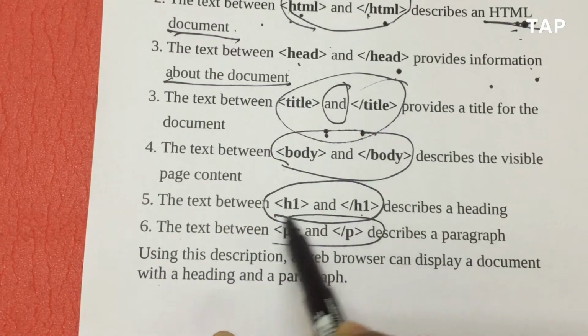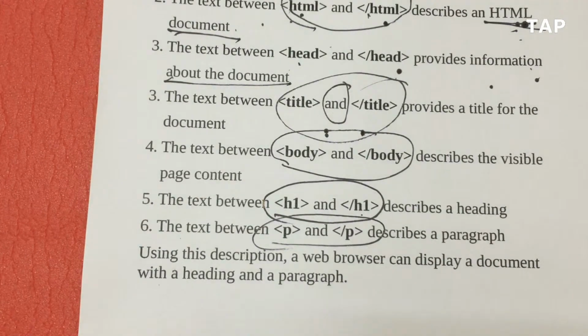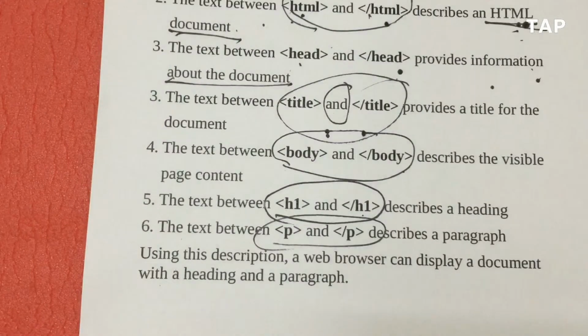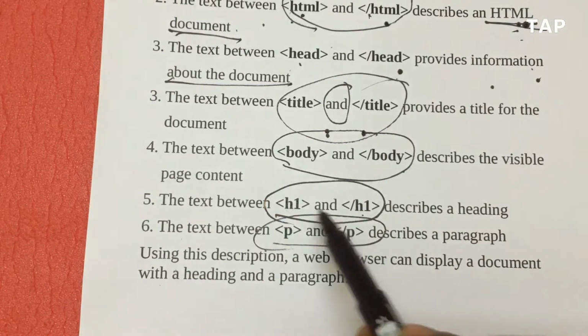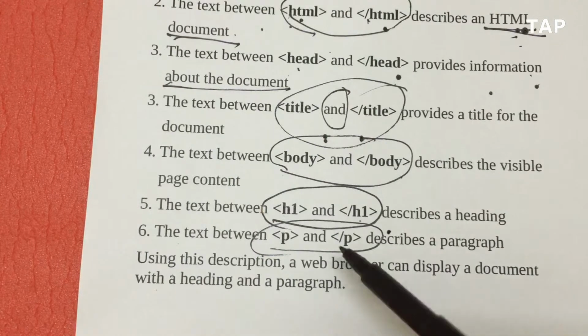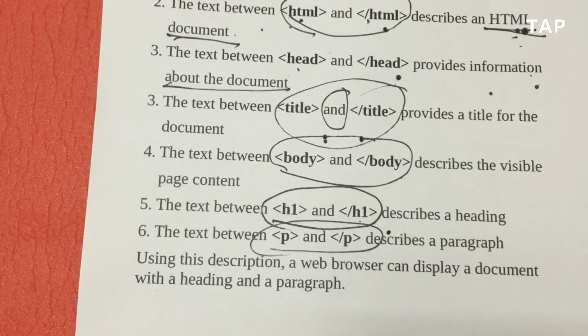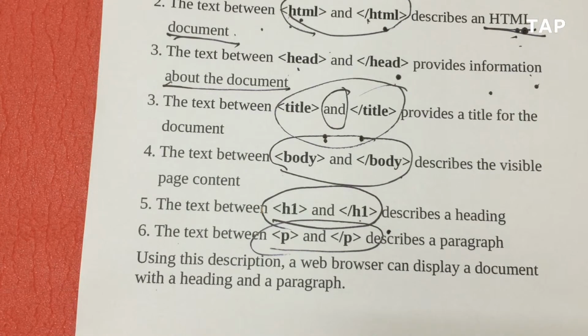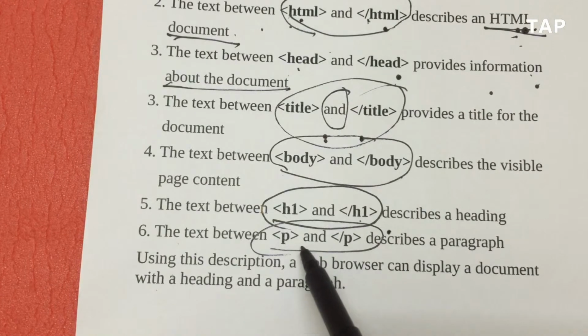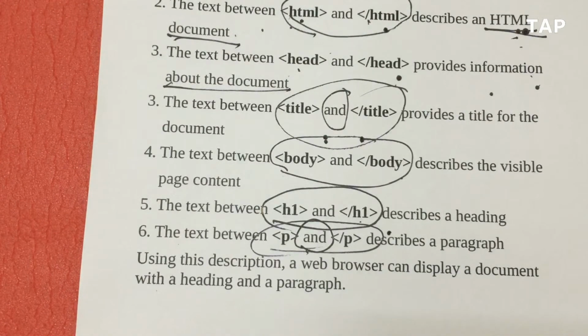Next comes the paragraph. P means paragraph. I told you that your heading may be Sachin Tendulkar's childhood. So Sachin Tendulkar's childhood is the heading. But after that, whatever content there is, like Sachin Tendulkar was born on 24 April 1974, those sentences are your paragraph, right? So that paragraph you have to write inside your P tag.